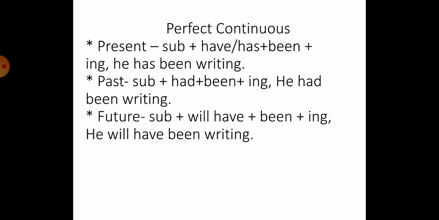Let's take a look at the next one, perfect continuous. So the first, present perfect continuous, the past perfect continuous, and the future perfect continuous. Let's see the first one: subject plus have or has been plus the verb's ing form, which makes my answer he has been writing. For the past, subject plus had been plus the verb's ing form, and the answer is he had been writing. And the last, subject plus will have been plus the verb's ing form, and it makes he will have been writing.